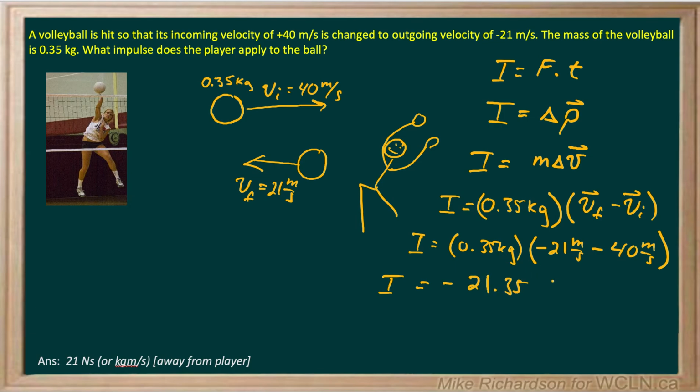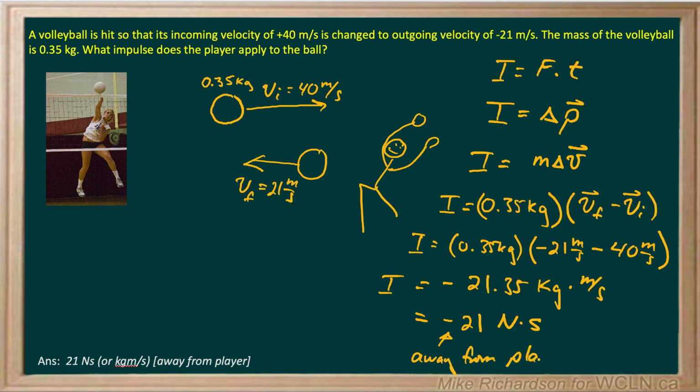So when we work all that out, we end up getting negative 21.35, and the units are kilograms times meters per second, which is equivalent, and I'm just going to use significant figures here, to negative 21 newtons times seconds. Those are equivalent units. Kilogram meters per second or newtons times seconds. Force times time, newton seconds, or change in momentum, kilogram meters per second. So the negative here just means it's away from the player, to the left.